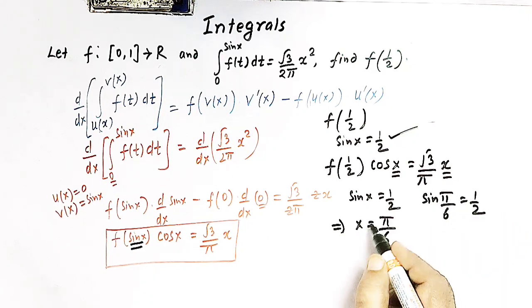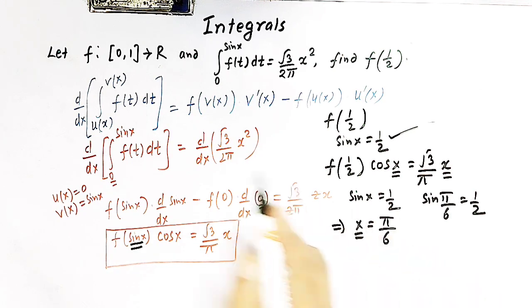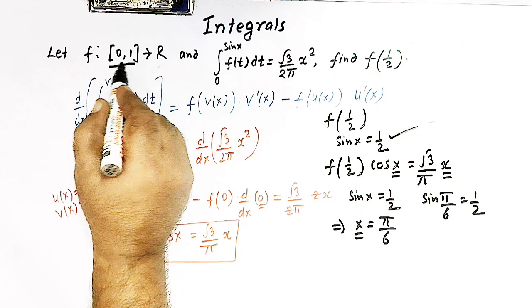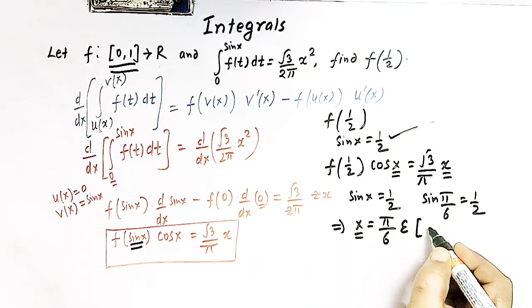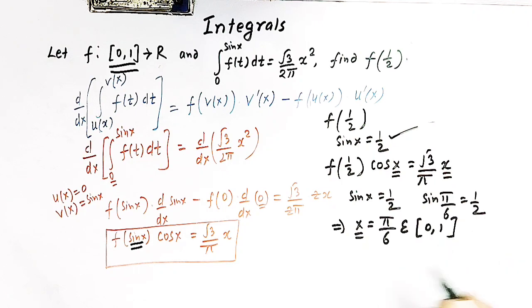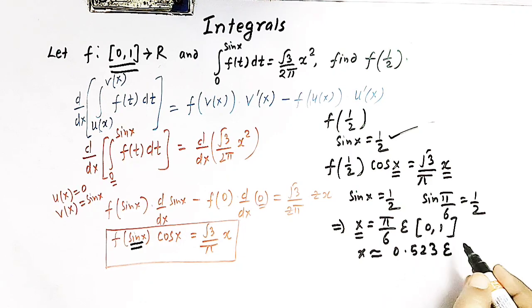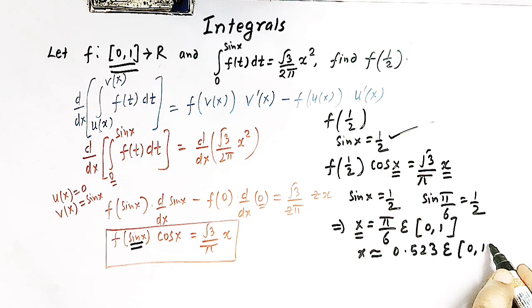And we can see that this x, which is equal to pi by 6, belongs to this interval, right? So pi by 6 belongs to the interval 0 comma 1, and if we find out the value of pi by 6, then it is approximately equal to 0.523, and 0.523 belongs to this interval, right?